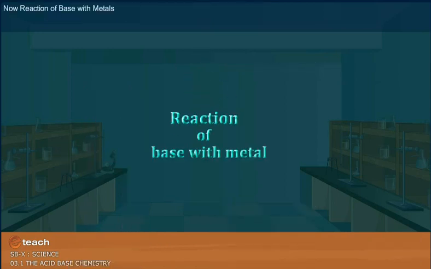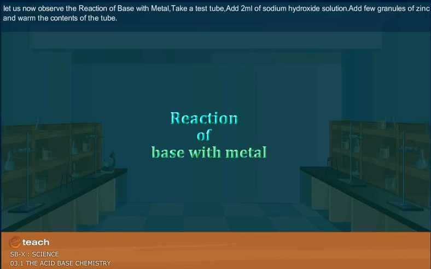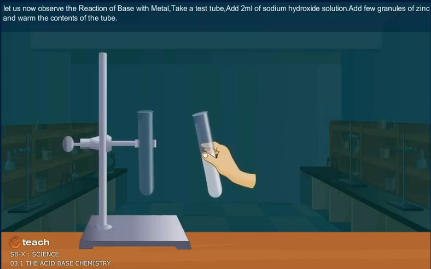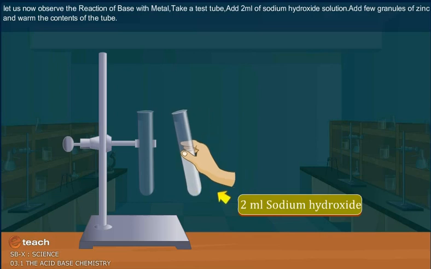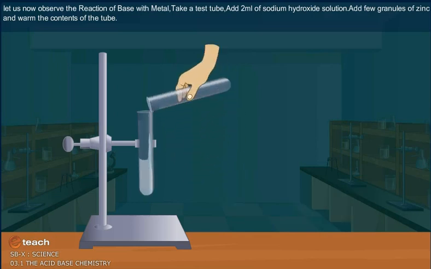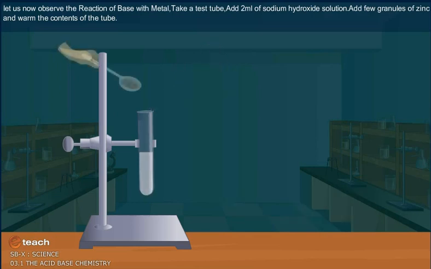Reaction of base with metals. Let us now observe the reaction of base with metals. Take a test tube. Add 2 ml of sodium hydroxide solution. Add few granules of zinc and warm the contents of the tube.